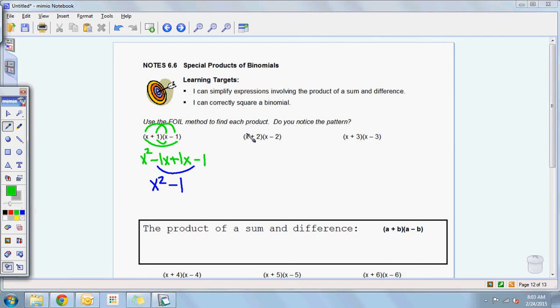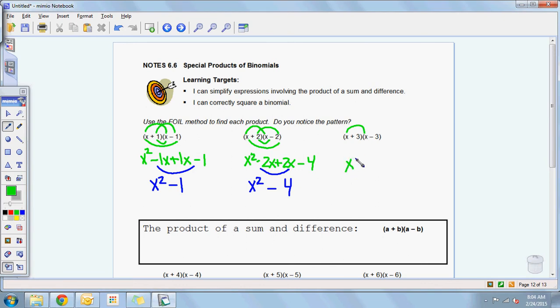Bring back Binomial Bob. First terms, x squared. Outer two terms, negative 2x, inner plus 2x, and last, negative 4. All right, combine like terms, see what we have left. Negative 2x plus 2x, that's 0. So we just bring down our last two terms. Are you seeing a pattern? Tricky, tricky. All right, last one, Binomial Bob.